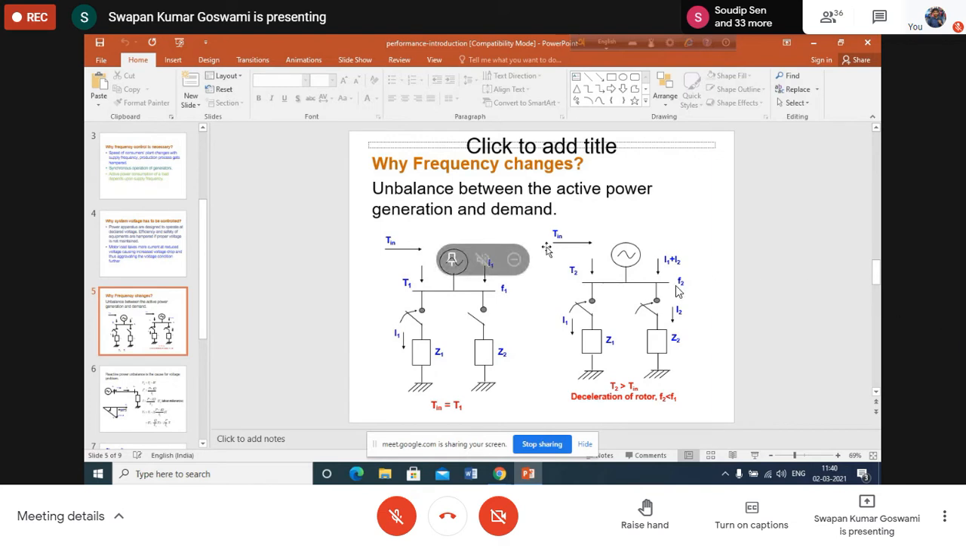Yes, sir, because the prime mover is being rotated by, for example, a hydro turbine, and that water speed is fixed, so torque input will not change. Actually, how much water will enter the turbine, or how much steam will enter the turbine, depends upon the opening of the turbine valve. That means to allow more steam or more water into the turbine, you have to increase the opening of the turbine valve.